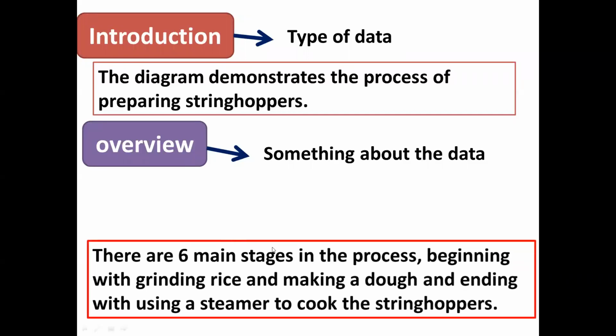There are 6 main stages in the process, beginning with grinding rice and making a dough and ending with using a steamer to cook the string hoppers. So this sentence tells you something about the data itself, but without actually going into the detail. Yeah, it's a kind of summary. I think that will be easy for you to understand. An overview is a kind of summary.